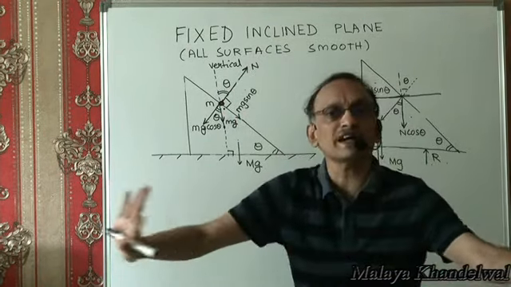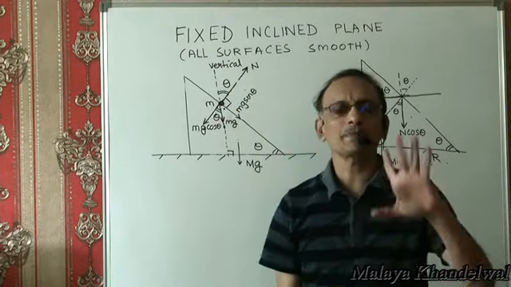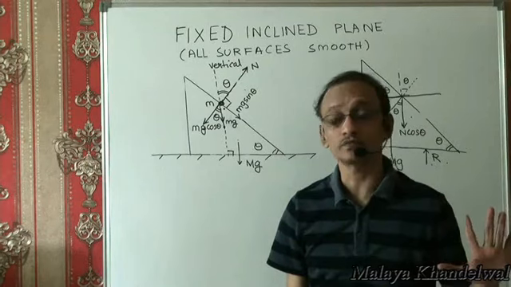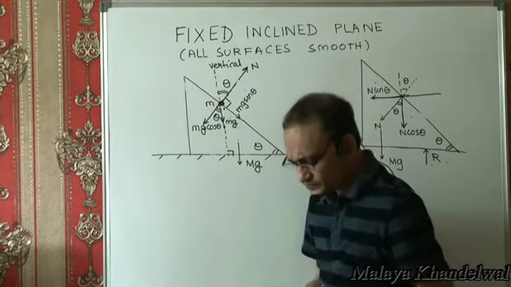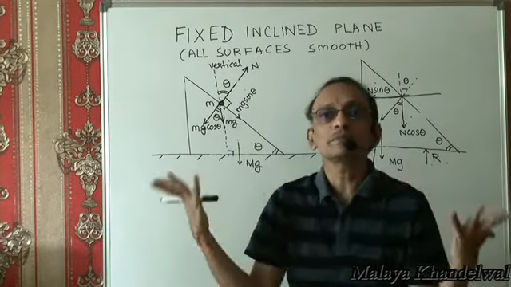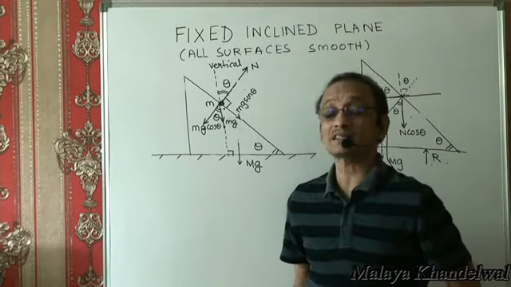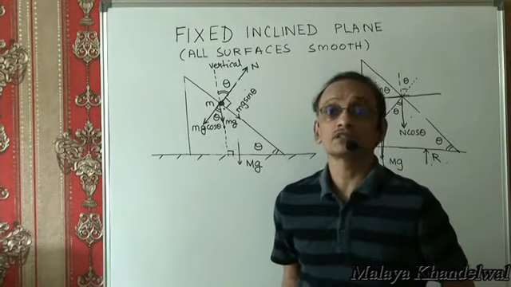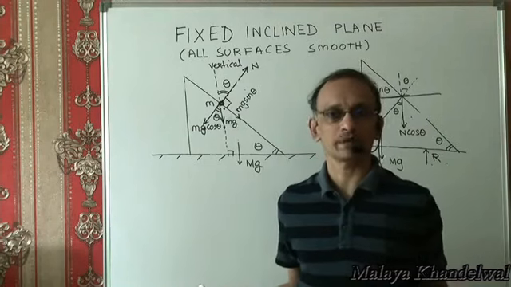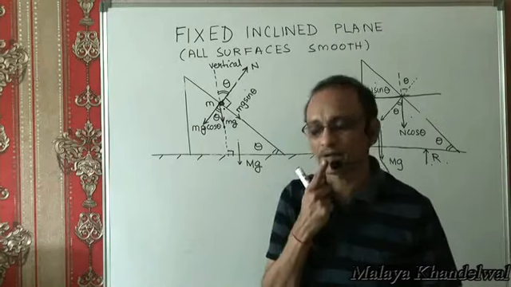So only two forces acting on small m. What are the two forces? mg like this, and n perpendicular to the plane. Yes or no? Now, since n and mg are in different directions, in order that we could deal with them in an organized manner, it makes sense to resolve all these forces in two mutually perpendicular directions.